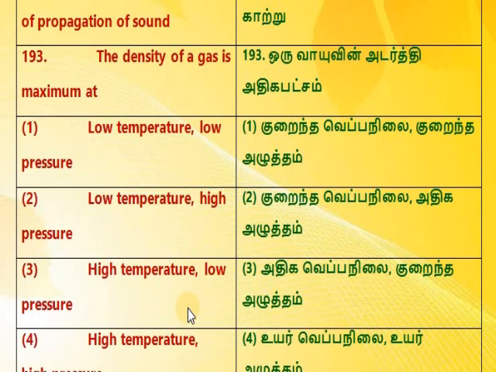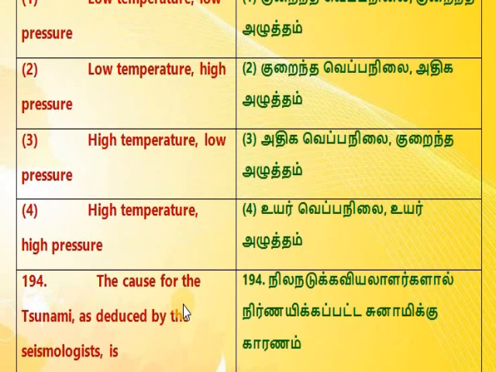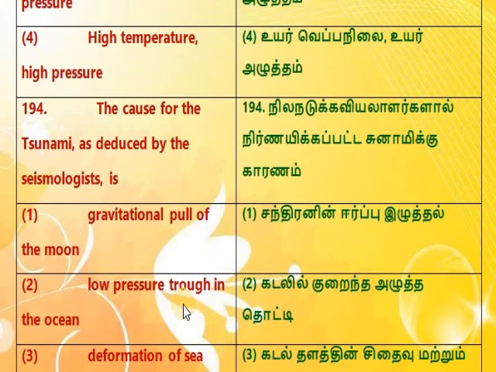193. The density of a gas is maximum at 1. Low temperature, low pressure. 2. Low temperature, high pressure. 3. High temperature, low pressure. 4. High temperature, high pressure.